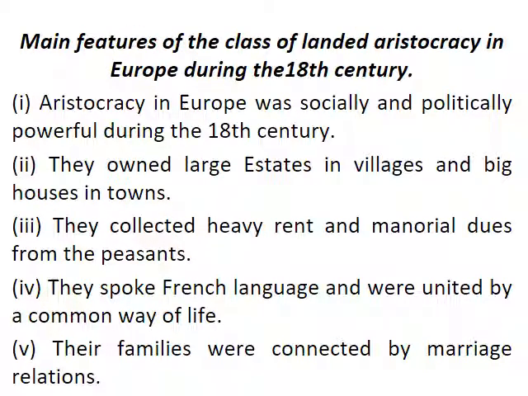Main features of the class of landed aristocracy in Europe during the 18th century. The aristocracy in Europe was socially and politically powerful during the 18th century. They owned large estates in villages and big houses in towns. They collected heavy rent and manorial dues from the peasants. They spoke the French language and were united by a common way of life. The families were connected by marriage relations.